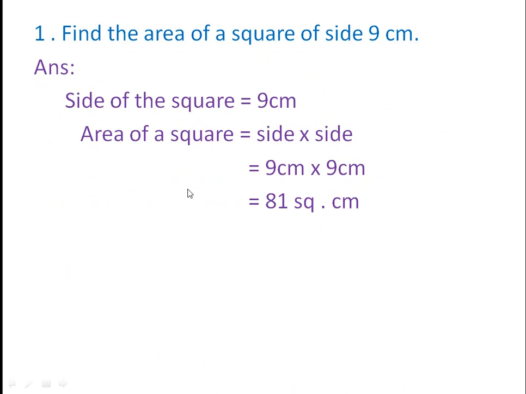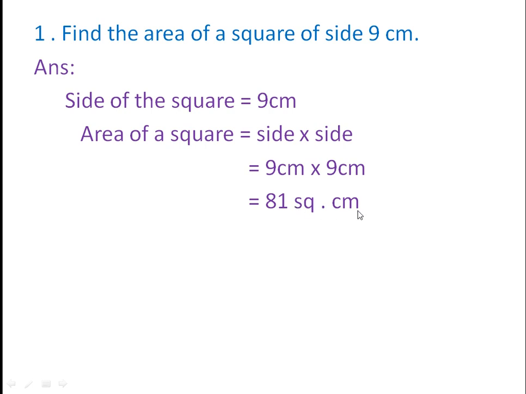Next, see here one small example for area of a square. Find the area of a square of side 9 centimeters. Write down the statements like this. Side of the square is equal to 9 centimeters. Write down the formula for the area of the square: side multiplied by side. Write down the side value, 9 centimeters, and here also 9 centimeters. 9 nines are 81 square centimeters.